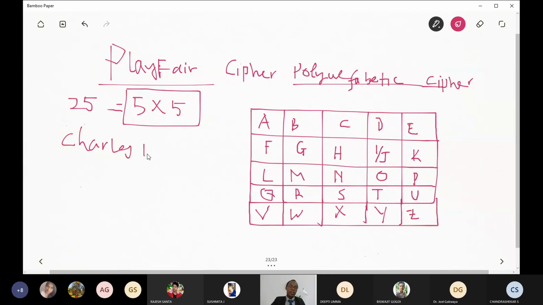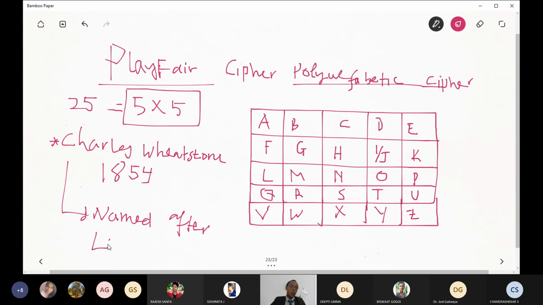Charles Wheatstone, in the year 1854. But the same method was named after Lord Playfair. That's why it's known as Playfair.